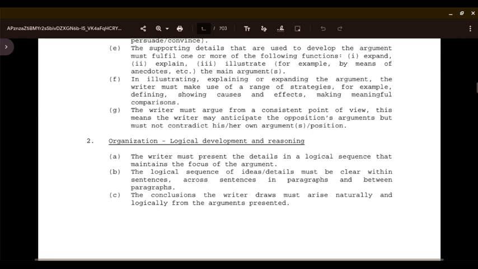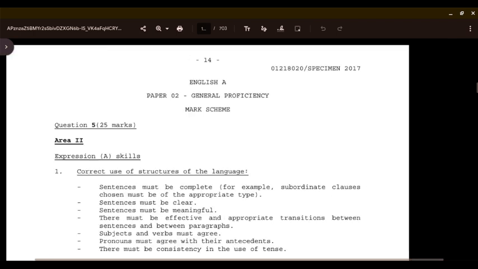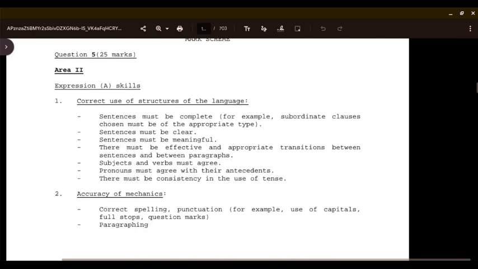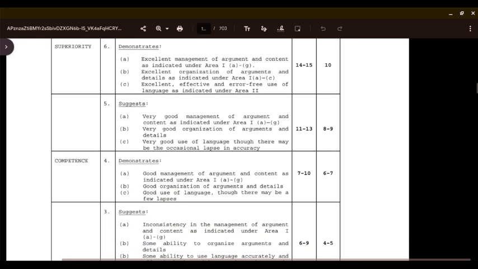So the writer must present the details in a logical sequence, and conclusions must make sense. And this is how it works. And of course, our area two is almost the same. And this is what our last section looks like.